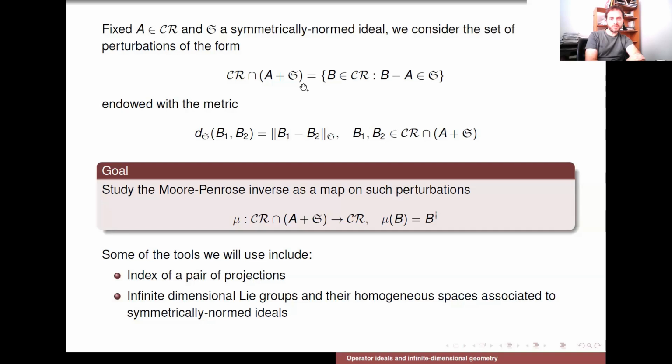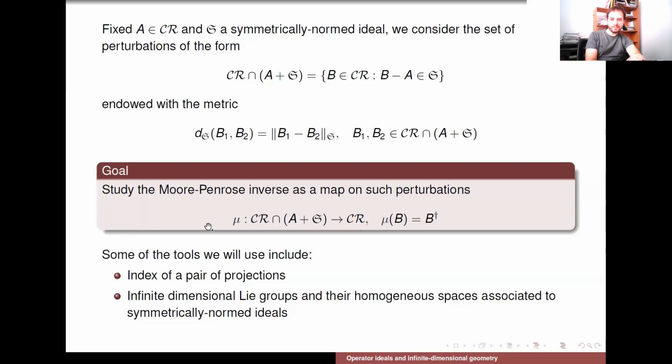This is the set of closed range perturbations by operators in the ideal of the fixed operator A. We have to assume that the perturbations have closed range, because then we want to take the Moore-Penrose inverse. And in this set, we put the following metric. Note that in this set of perturbations, every operator is of the form A plus something in the ideal. So the A cancels, and this metric is well defined here.